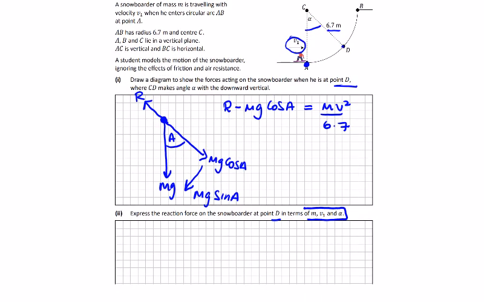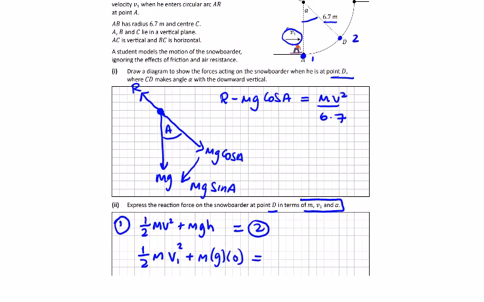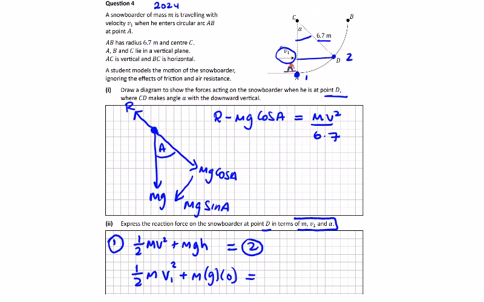So we have position 1 and position 2. So let's look at position 1. Let's look at kinetic and potential energy. So half mv squared plus mgh at position 1 will be equal to the same at position 2. So what have we got here? We have a half m times speed v1 squared, plus m times g times the height of 0 at position 1, and then the height at position 2.